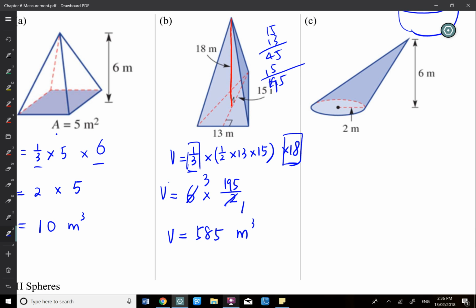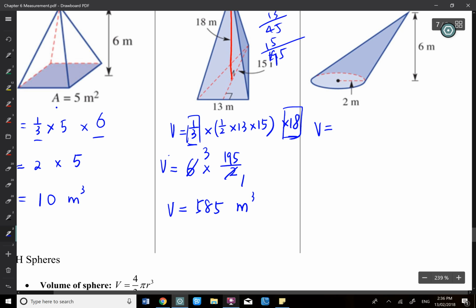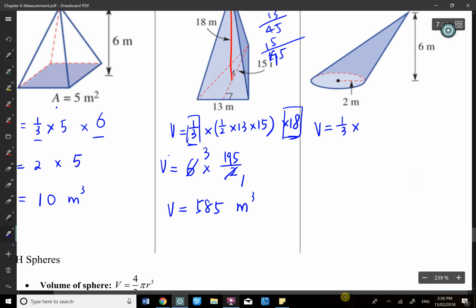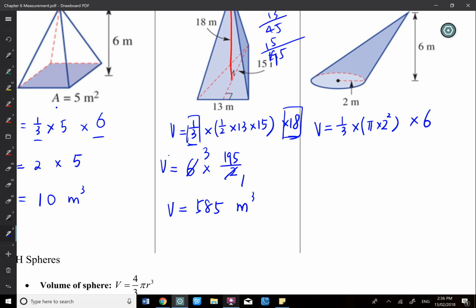Okay, last one for this one. Volume. Okay, this is not a street cone, so we can't use the slant height. We must use the top part and then go to a vertical line to find the height to the base. So a vertical line to the base, which is a height of 6. So it will be a third times pi r squared, for the circle, pi r squared is the circle, and times by height 6. So a third times the area of the base and times by height.